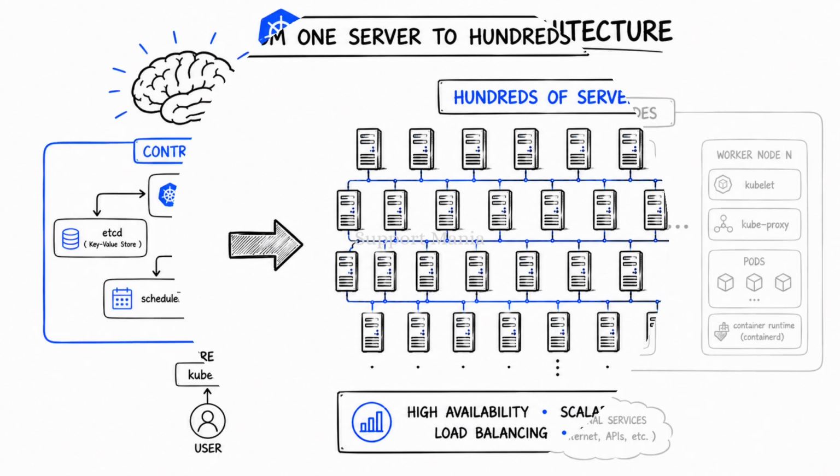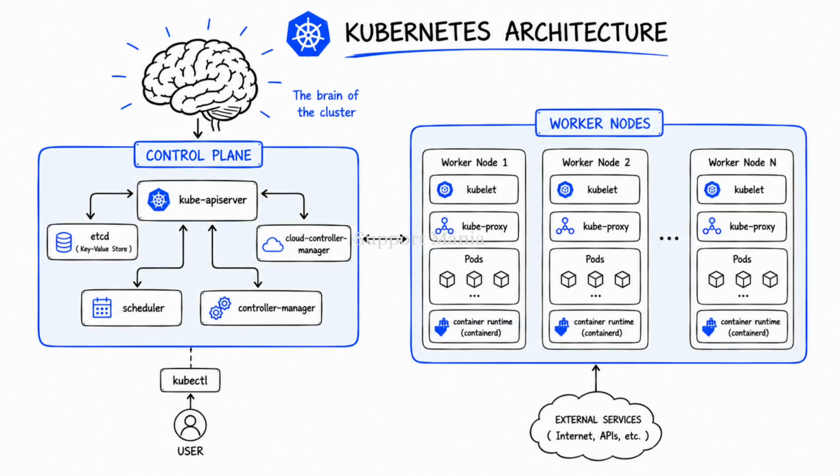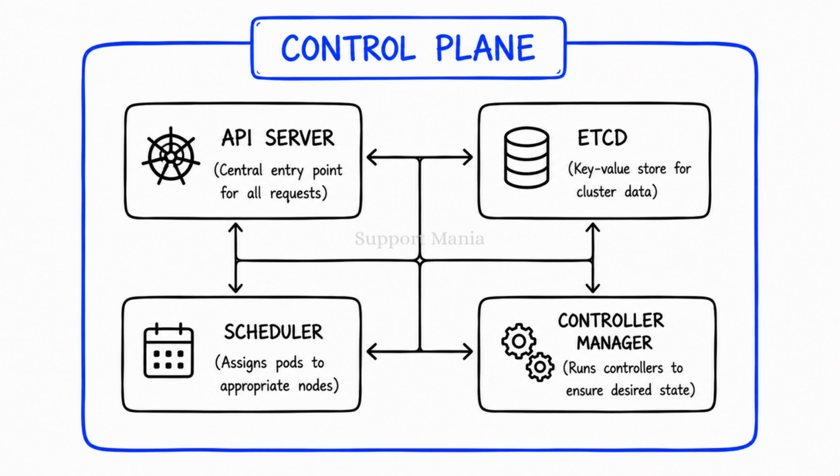Let's zoom out. Everything inside Kubernetes is divided into two parts: the brain and the workers. The brain decides. The workers execute. Simple. Imagine Amazon. The headquarters decides where a package should go. Delivery agents actually deliver it. Exactly the same idea. Let's meet the brain. There are 4 important components: API server, etcd, scheduler, and controller manager.